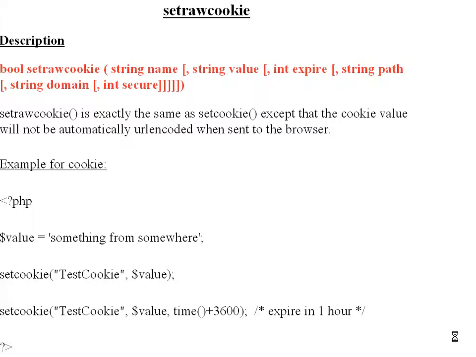The following example demonstrates how to set the value of a cookie. In set cookie, the name of the cookie is set to test cookie, and its value and time will be in the form of seconds. That is, it expires in 1 hour.